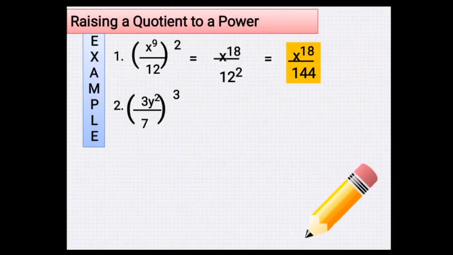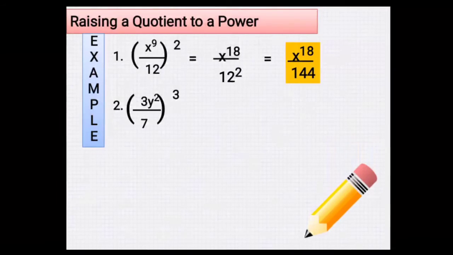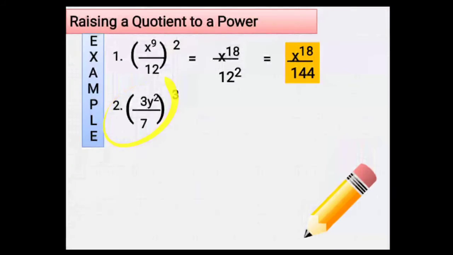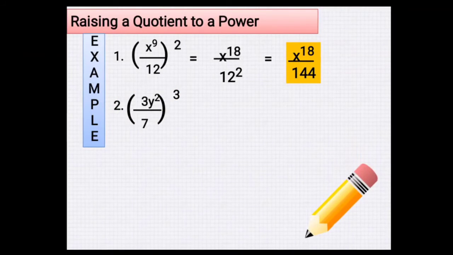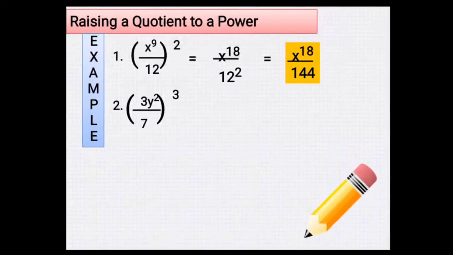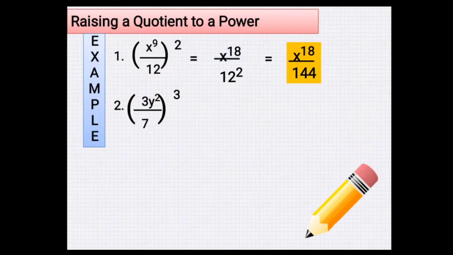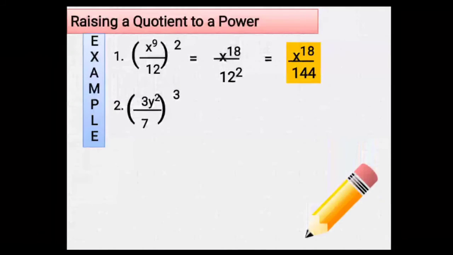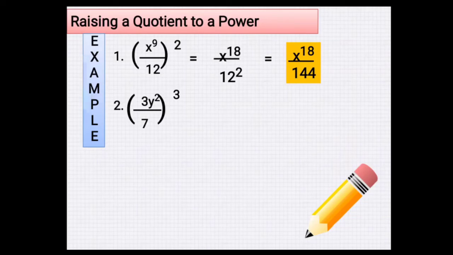Number 2, 3y squared divided by 7, all cubed. In this case, let's apply the quotient to a power. Take a look at the numerator, 3y squared. So let's start with 3. What is the exponent of 3? The exponent of 3 is 1, because there is no visible exponent, that is automatically 1. So 1 times 3 is 3. Now the exponent of 3 is 3.